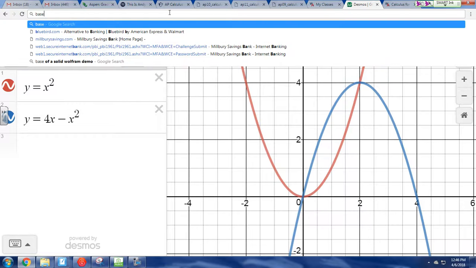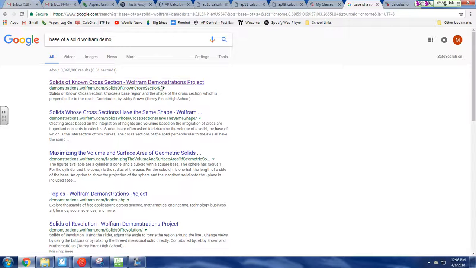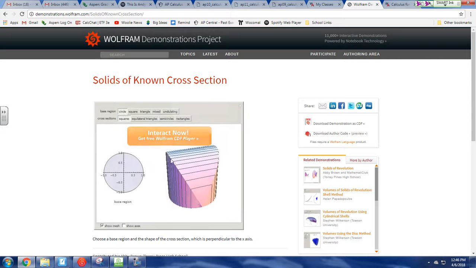Base of a solid Wolfram demo. We'll leave that. Can I go to the bathroom super quick? Yeah.